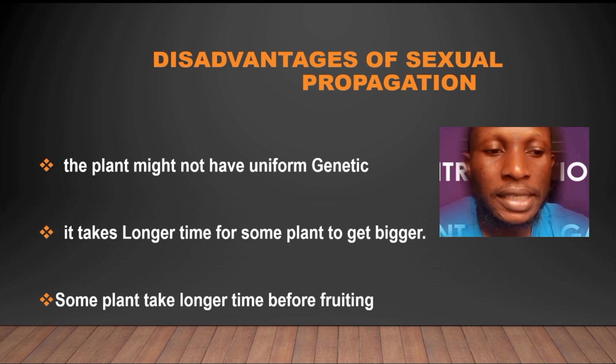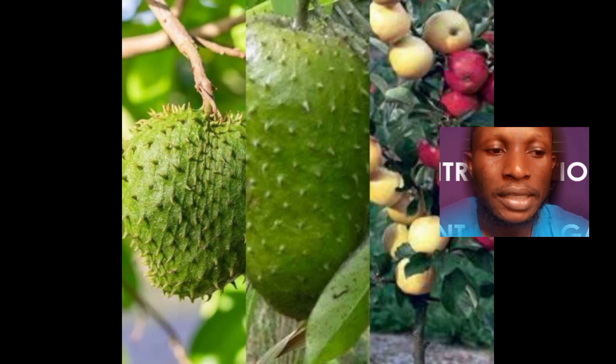So you can see that when you do propagation by sexual means, these are the disadvantages. One, some plants take longer time before fruiting. Another one is it takes longer time for some plants to get bigger. And another one is the plant might not have uniform genetics. So these are disadvantages that you encounter when you're doing sexual propagation.